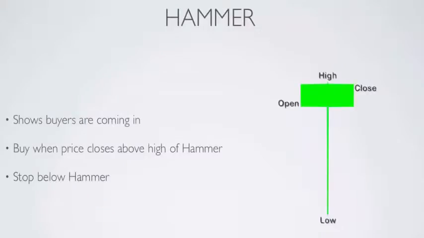The hammer is a positive candlestick, if you can say it like that. It shows that the buyers are coming in. You can see that because we open here, and then the price moves down, but then the buyers come in and push the price up. A perfect hammer would be one that closes positive. When it does that, it shows that all the sellers that pushed the price down are now underwater, they are in trouble, and the bulls are taking control. So a hammer is a bullish candlestick.